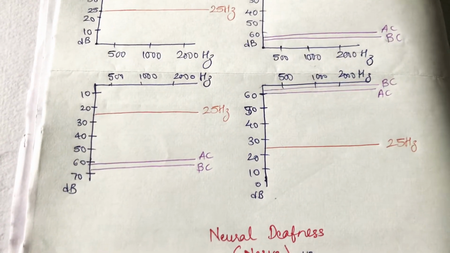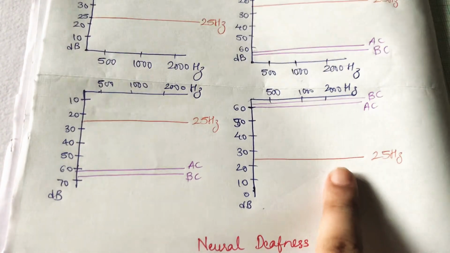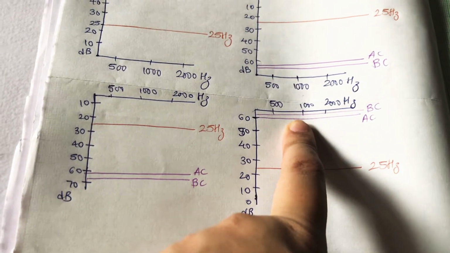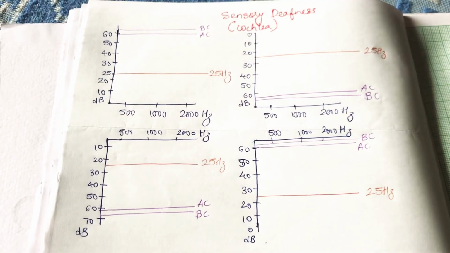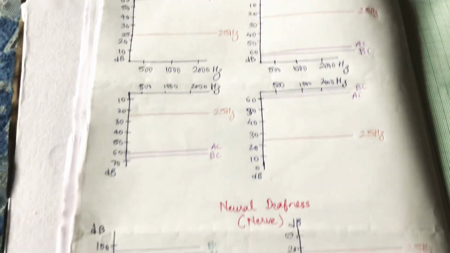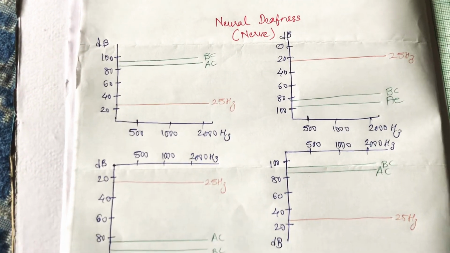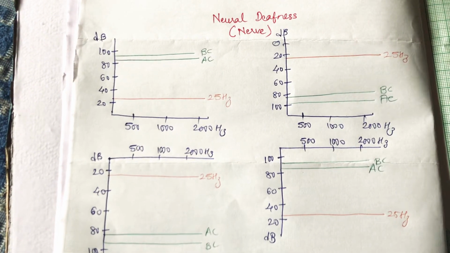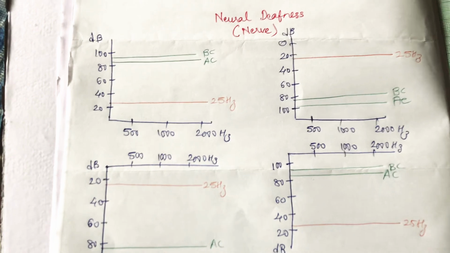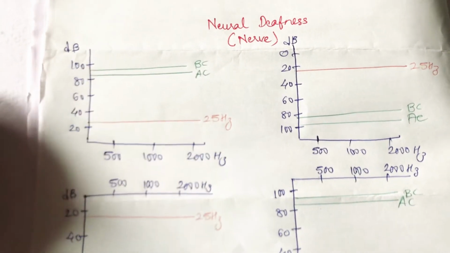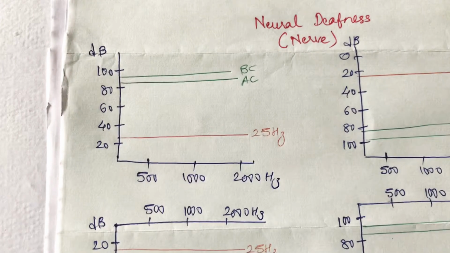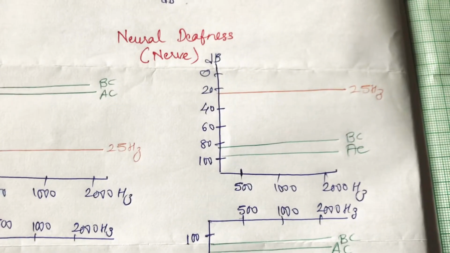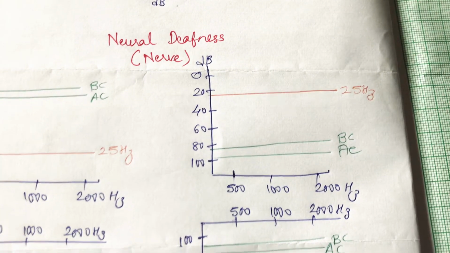And there are similar graphs here. 25 hertz is the cutoff and 60 decibels is where both air conduction and bone conduction are plotted. This is your sensory deafness. And your neural deafness is a very severe hearing loss. So the patient can hear at about 80 decibels with a deafness of about 55 to 60 decibels. And therefore, you see no air-bone gap, air conduction, bone conduction both plotted at 80 decibels with a cutoff at 25 hertz. A similar graph here.